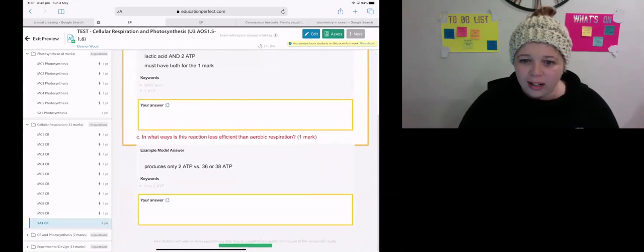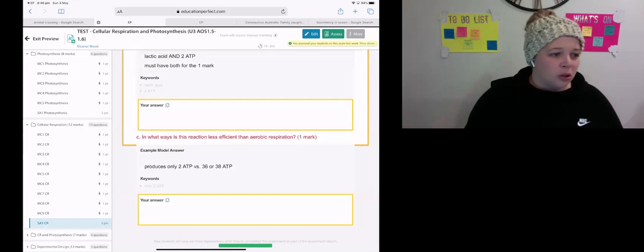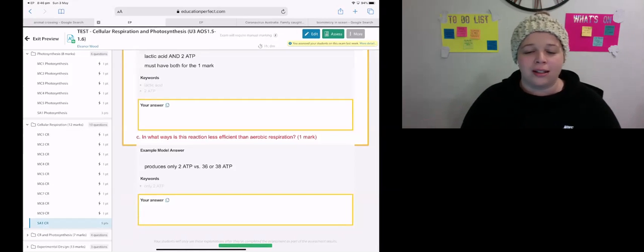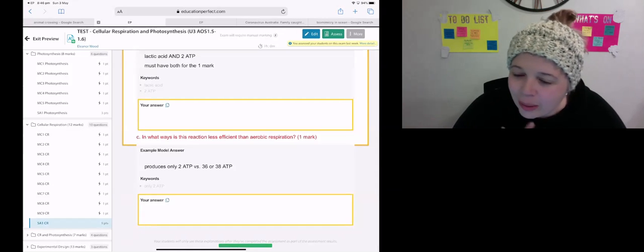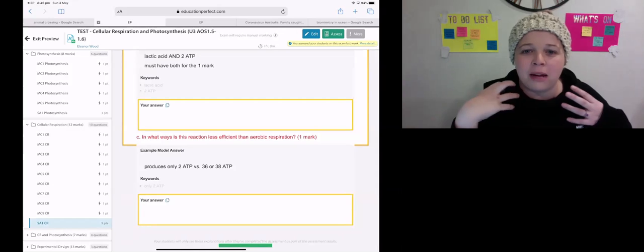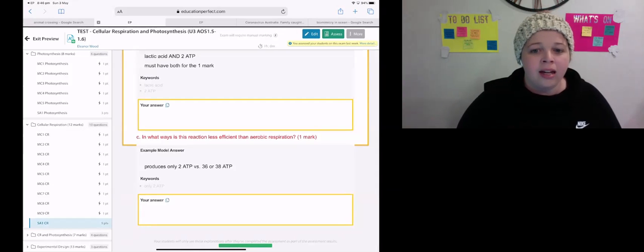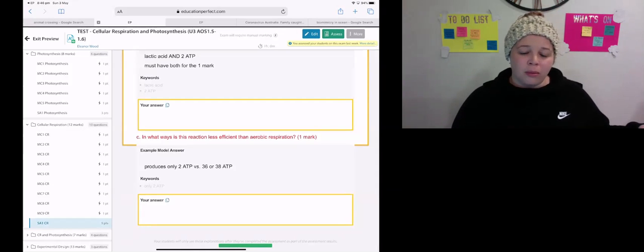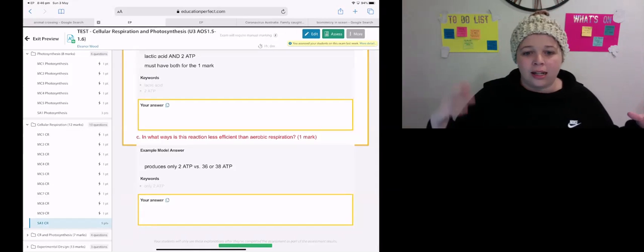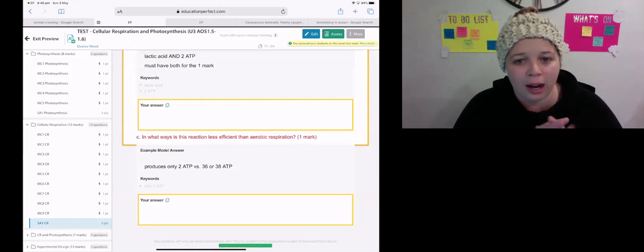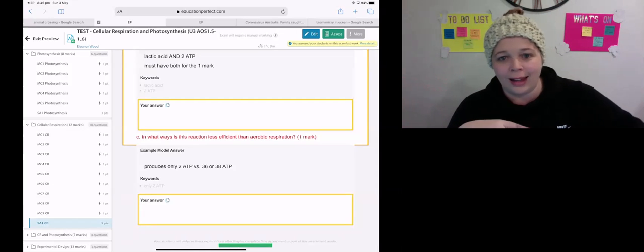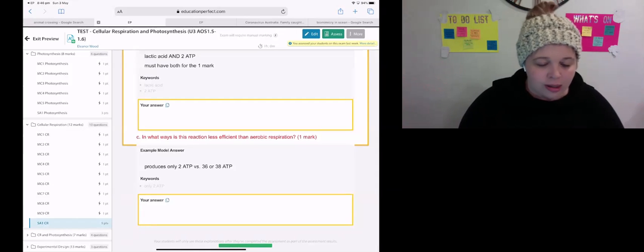And then why is it less efficient? A lot of you just reworded the question and said that it was less efficient. No, you need to say why. Less efficient means that we make less ATP. I was being very particular when I wrote the mark scheme, and I said 2 ATP versus 36 or 38. But now I'm happy to just say it produces way less ATP, so therefore it's less efficient.